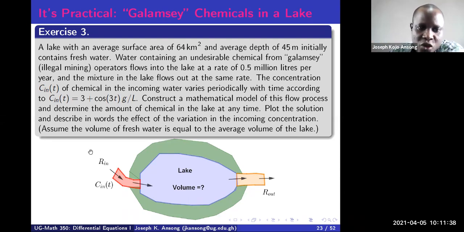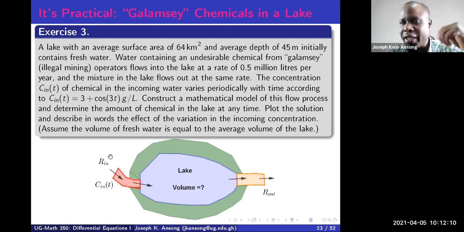And then you have galamsey operators, if you like, at this spot here, doing their illegal mining and pumping chemicals into this lake. They are pumping in at a rate of 0.5 million liters per year. So this lake is becoming polluted. And so you want to know the amount of chemical that is in the lake at each time, so that you will know when the level of chemicals is too high and you don't want people to go there.